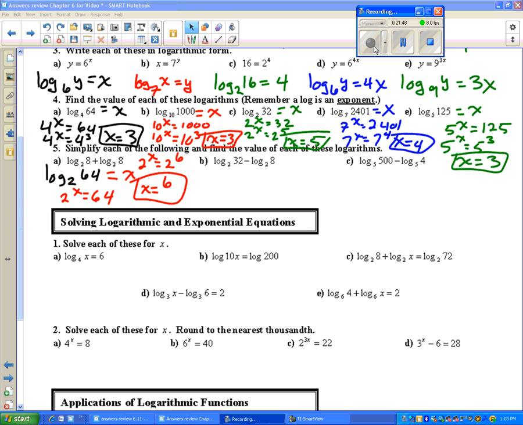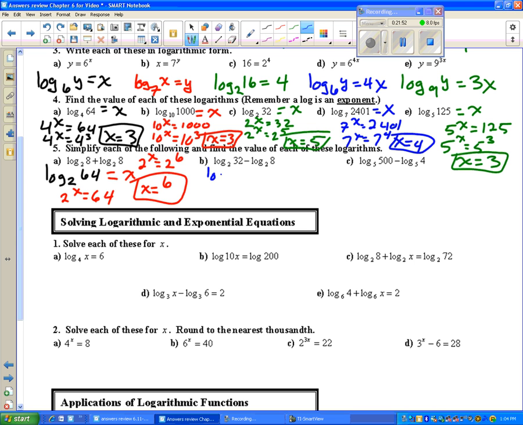Next one, whenever I subtract, that means I want to divide. So log base 2 of 32 divided by 8 is 4. Again, set that equal to x. 2 to the x is equal to 4. Well, 4 is 2 to the 2nd power. My bases are the same, so my exponents have to be the same. X is equal to 2.